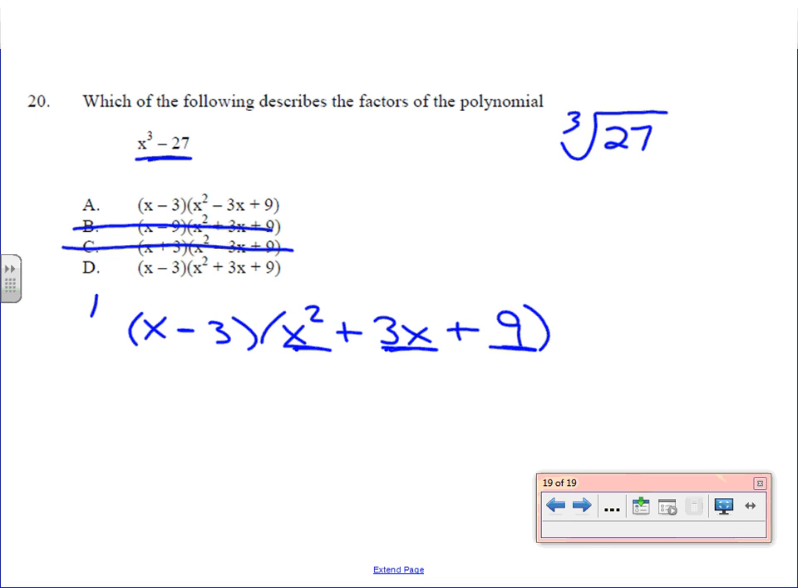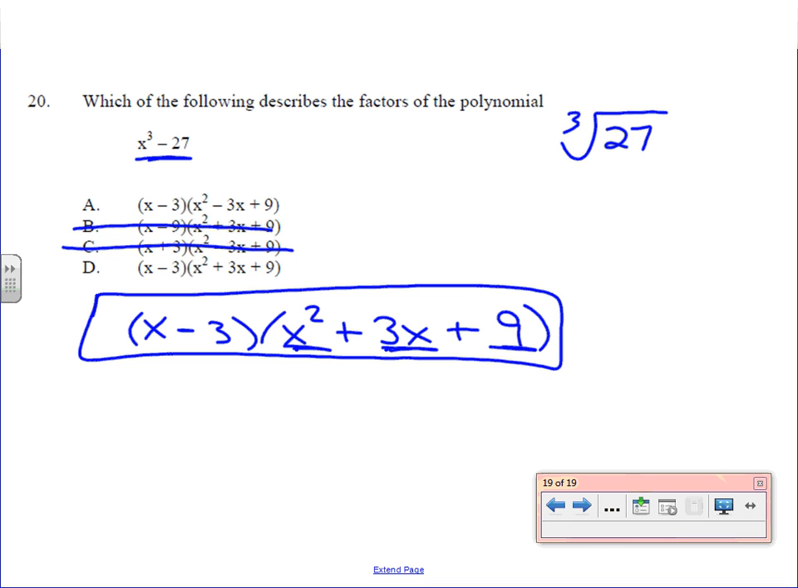So this right here is the one I'm looking for. So which one is it, A or D? D. D is the correct answer to number 20.